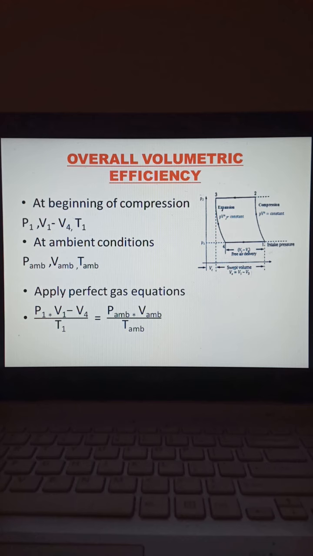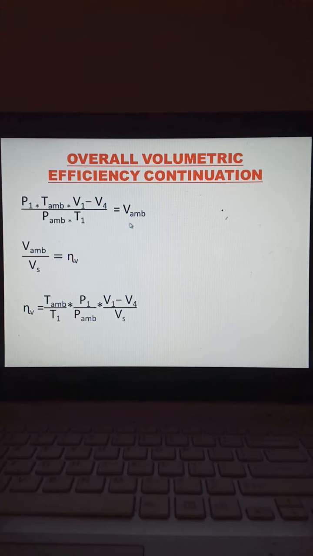Now you know the ideal gas equation. When you substitute these two states into the ideal gas equation, you get an equation like this: P1 into V1 minus V4 divided by T1 is equal to Pm into Vm divided by Tm. From this equation, we obtain an equation for Vm. Vm is equal to P1 into Tm into V1 minus V4 divided by P ambient into T1.